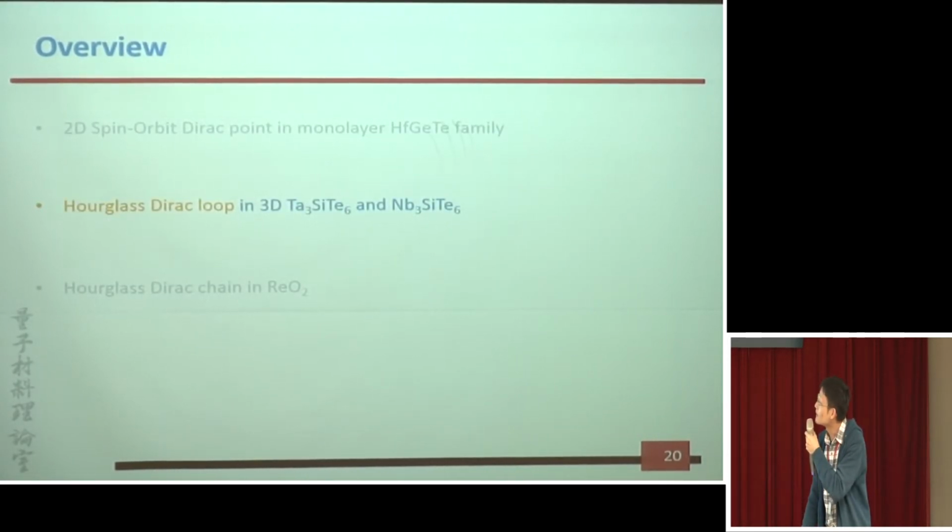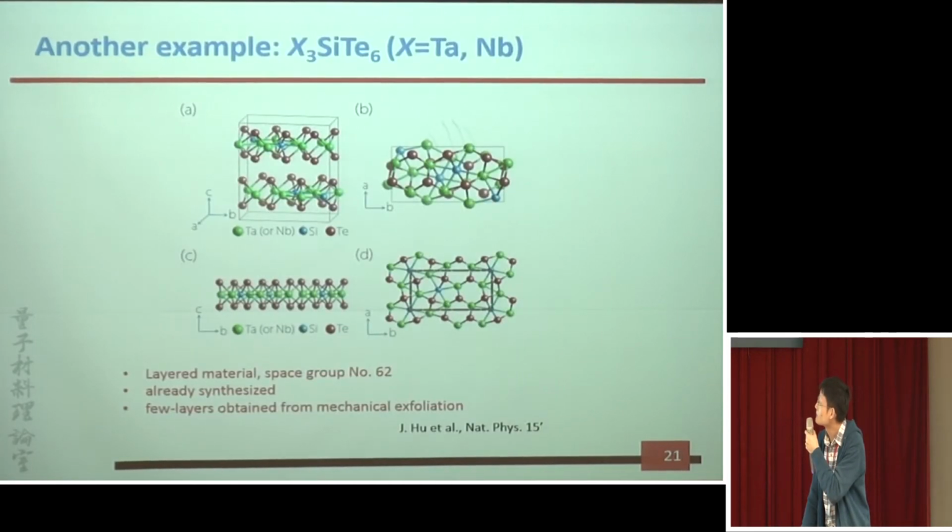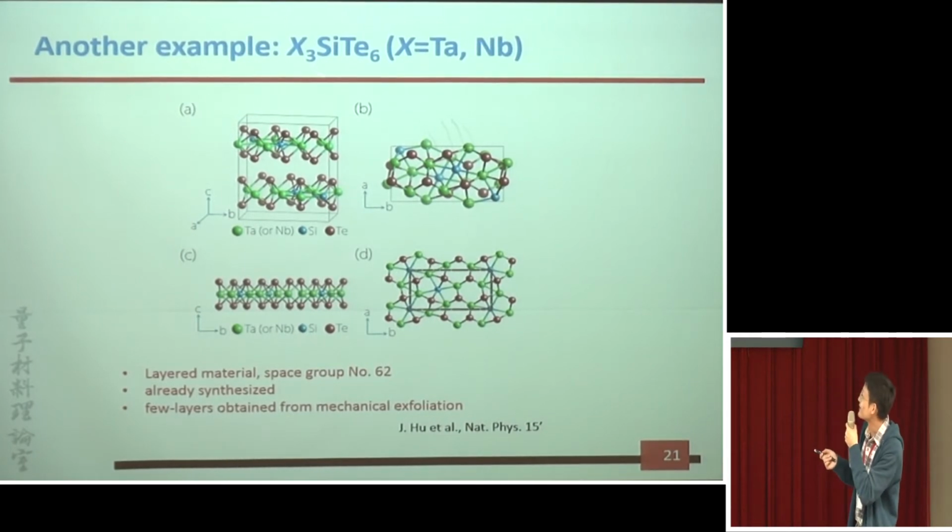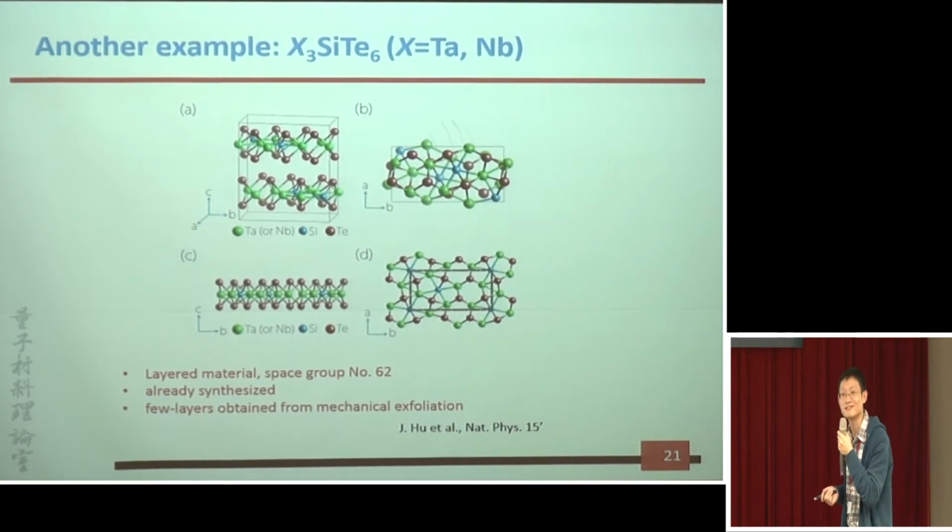So the second one is about the hourglass Dirac loop. I'm going to start with a concrete material. This is actually another layered example. Look at this. The unit cell contains many atoms. It has formula units like this. So quite complicated. But this one, unfortunately, exists in nature. It's a layered material, already synthesized.